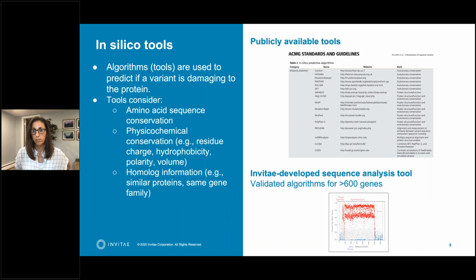So there's many publicly available in silico tools that you can use. Some of them were listed here on the right, and this is pulled right out of the 2015 guidelines. These tools, again, try to predict if a variant is damaging to the protein. They use a lot of input data to develop the algorithms, including amino acid conservation, physiochemical conservation like residue charge, hydrophobicity, polarity, and amino acid volume, along with homolog information or other members of the same gene family. So we developed our sequence analysis tool using much of that same input data. However, our tools are developed in a gene-specific manner, and we currently have over 600 gene-specific tools for different genes.